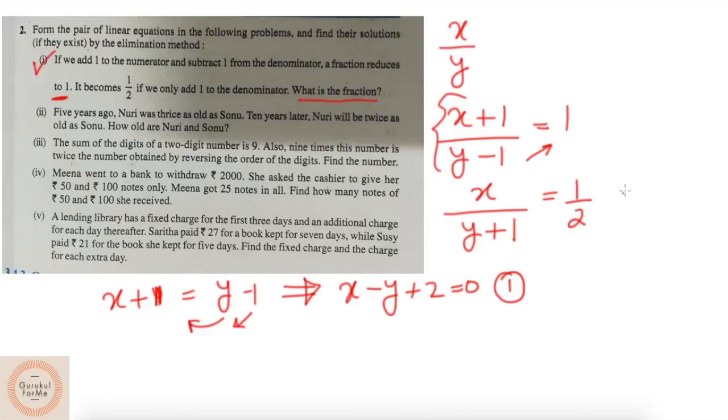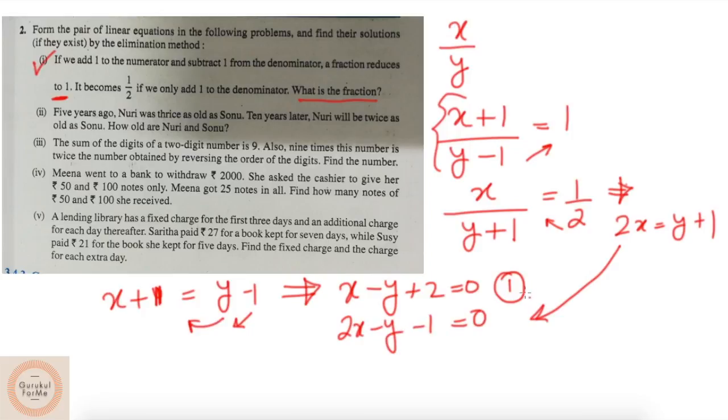Can I further solve this and say, how does this look like? Can I cross multiply here? It says 2x is equal to y plus 1. Can I further write it as 2x minus y minus 1 is equal to 0? Now, can you do the elimination method here by subtracting both the equations? Why would I subtract? Because I know that it's easier for me to cancel the y.